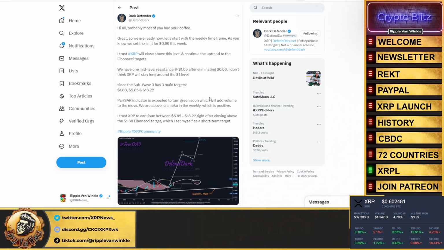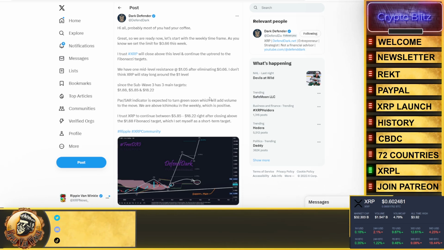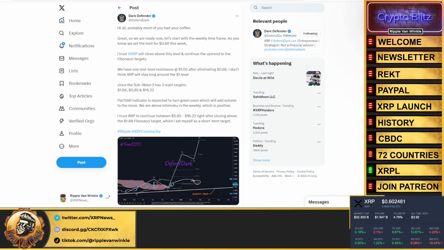Then he has main targets of $1.88, $5.85, and $18.22. He says, I trust XRP to continue between $5.85 and $18.22 right after closing above the $1.88 Fibonacci target, which I set myself as a short-term target.